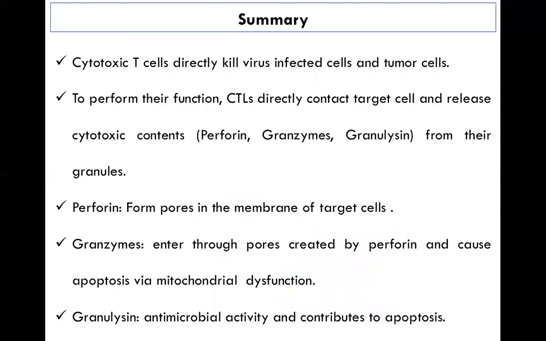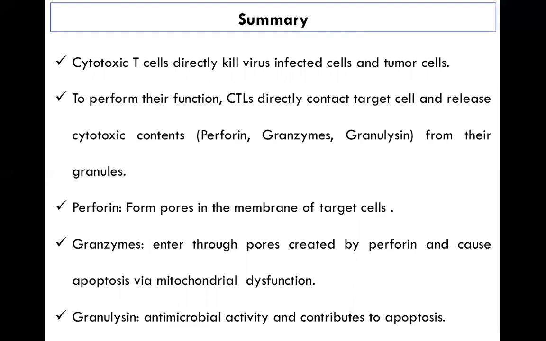Let's summarize our whole lecture today. What have we learned so far? Firstly, we know that a cytotoxic T cell directly kills virus-infected cells and tumor cells. And how do they perform their function? Cytotoxic T cells directly contact the target cells and release the cytotoxic contents. What kind of cytotoxic contents? By the process of degranulation, these are the perforins, granzymes, and granulysin.